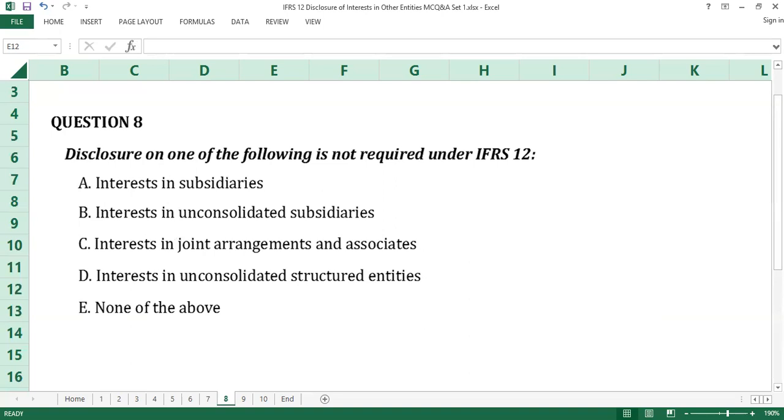Time up. The answer to question number 8 is E, none of the above. All other options of answers to the questions are required disclosures of interest under IFRS 12. E is the answer to question number 8.